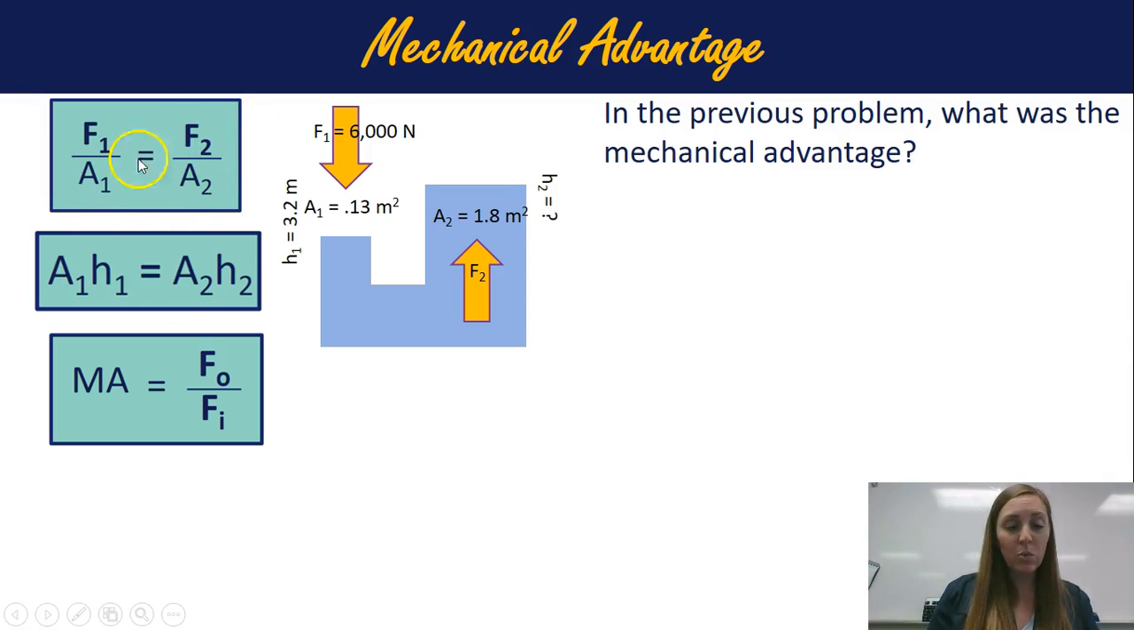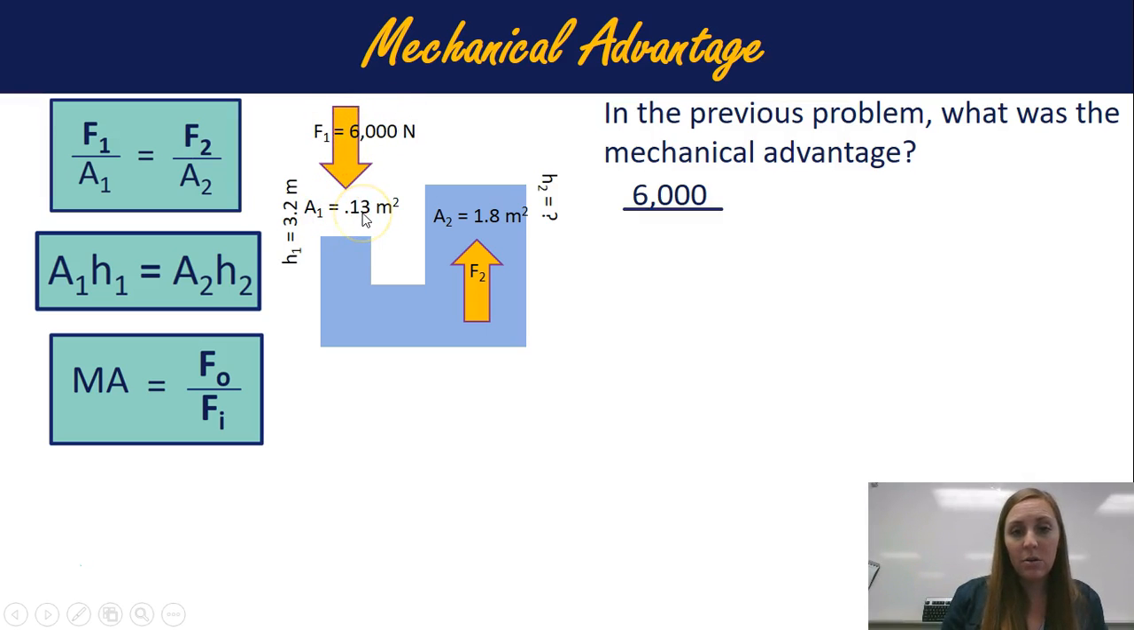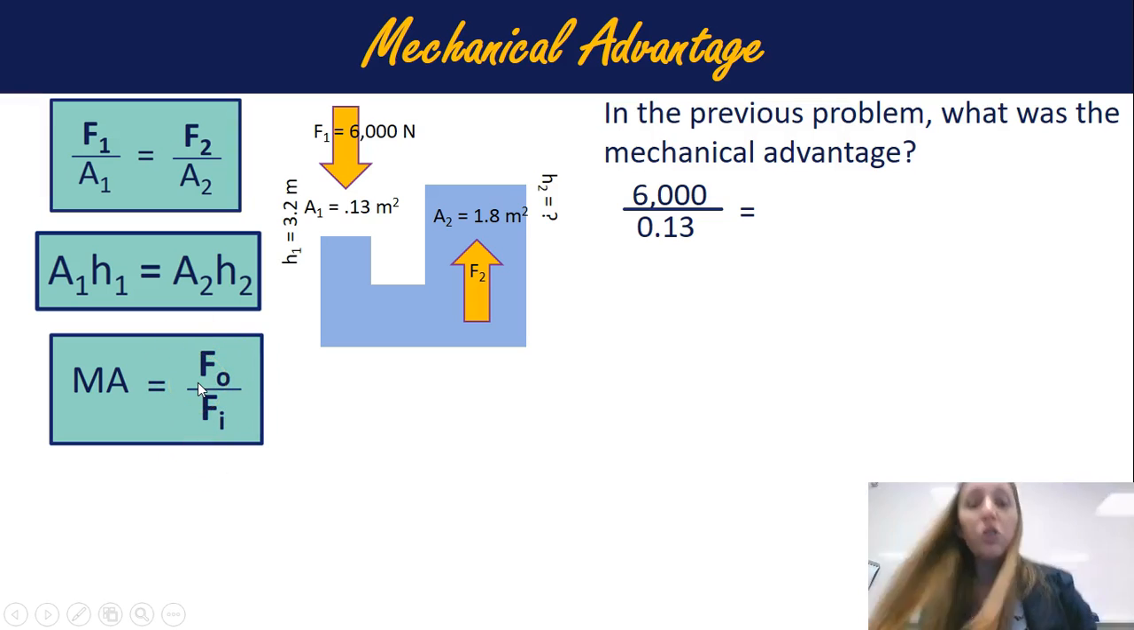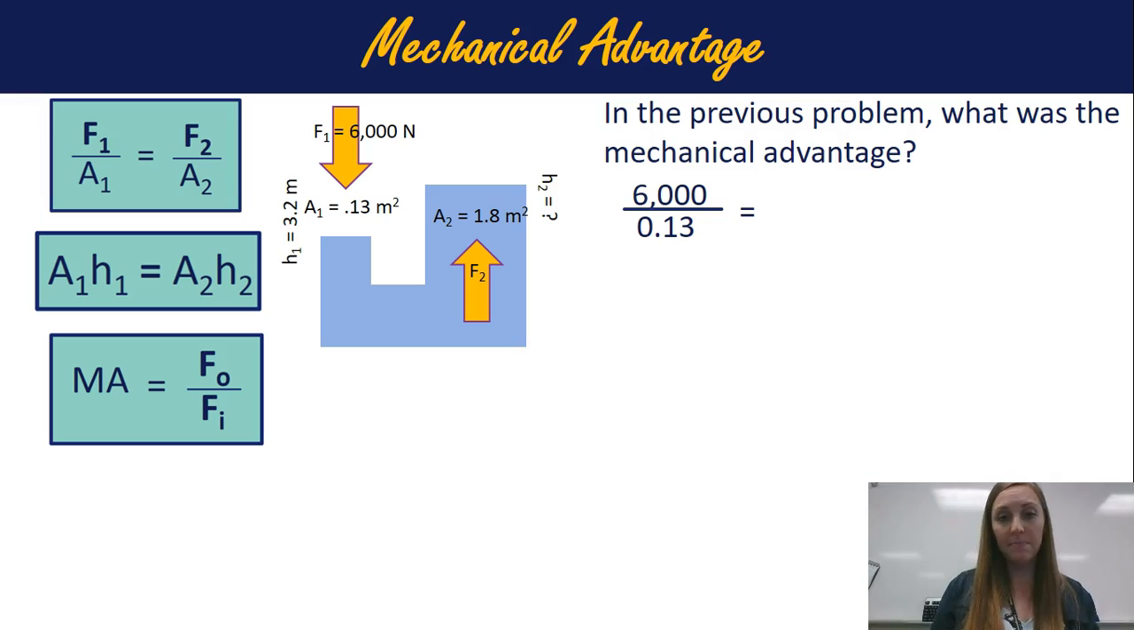So if I look at these two, which one has force? It's going to be the top one. So the top formula is force 1 divided by area 1. So let's do that. 6,000 is the input force, divided by the input area, 0.13, equals force 2, that's what we want to solve for because that's our output force. Force 2 and output force are the same thing. So equals force 2 divided by area 2. So this is coming from this top equation.